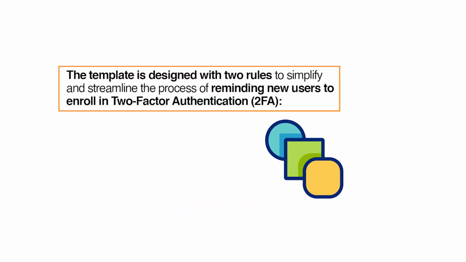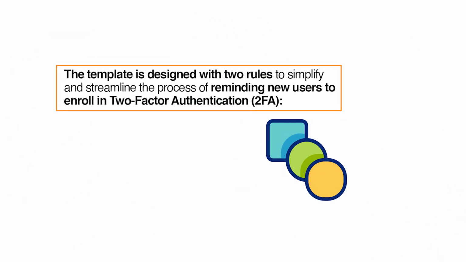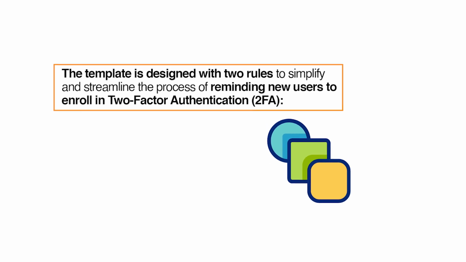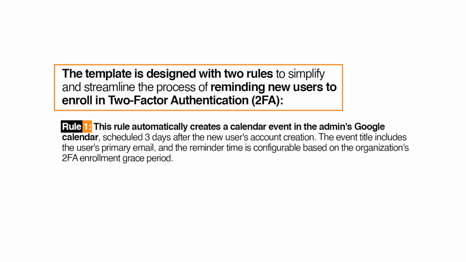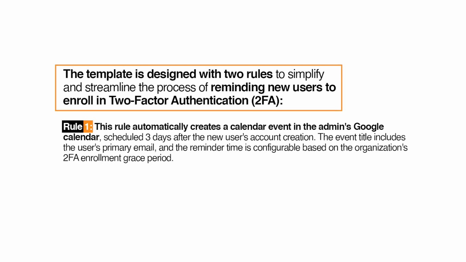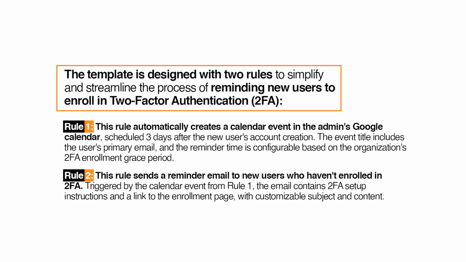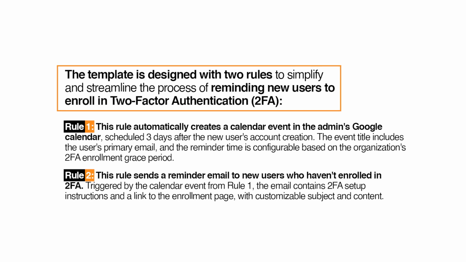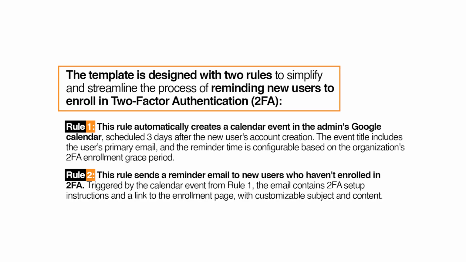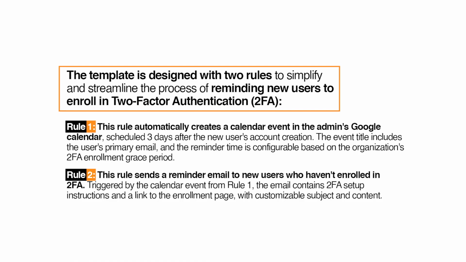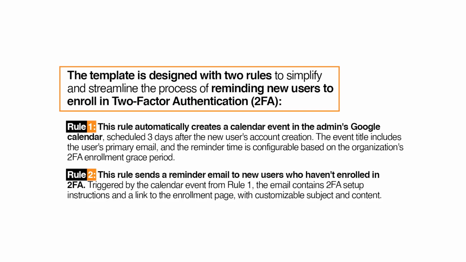The template is designed with 2 rules to simplify and streamline the process of reminding new users to enroll in two-factor authentication. Rule 1. This rule automatically creates a calendar event in the admin's Google Calendar, scheduled 3 days after the new user's account creation. The event title includes the user's primary email, and the reminder time is configurable based on the organization's 2FA enrollment grace period. Rule 2. This rule sends a reminder email to new users who haven't enrolled in 2FA, triggered by the calendar event from Rule 1. The email contains 2FA setup instructions and a link to the enrollment page, with customizable subject and content.